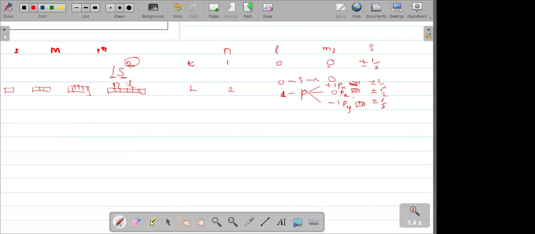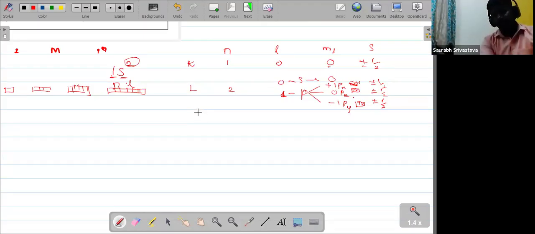One second, ma'am. Next shell I will explain, then you can understand better. Here the n value is 3. That means the third shell. The third shell has 3 subshells.